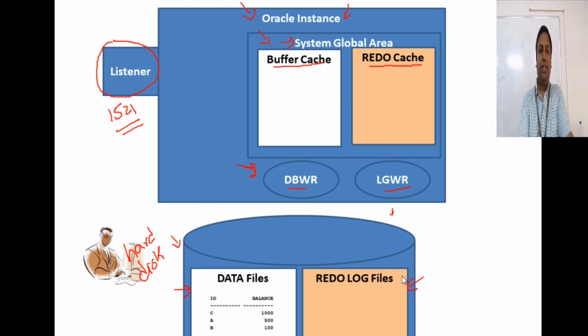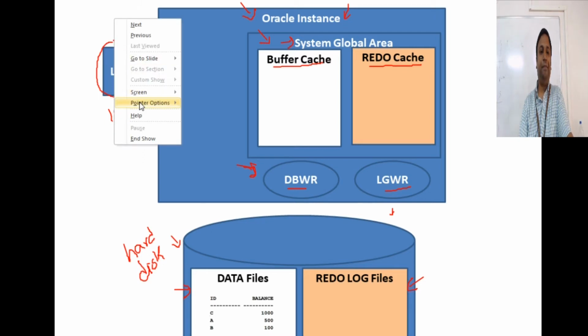So we have this listener which is listening on the default port number 1521, and you want to know the details of the port number and service ID for your systems. Where will you go and look at it? You have to go and check the tnsnames.ora file.